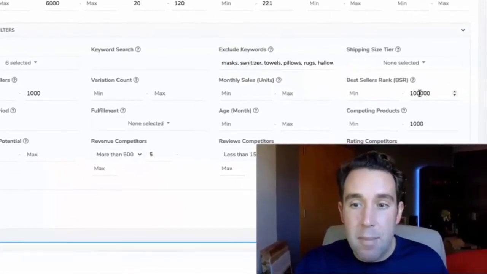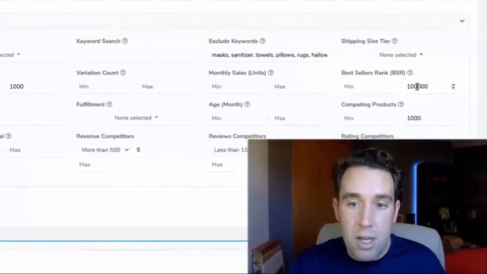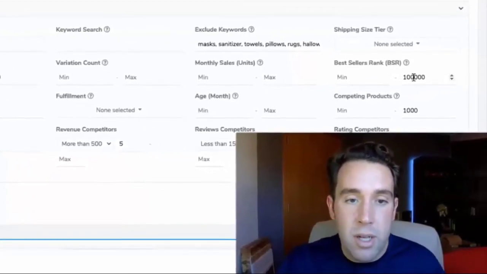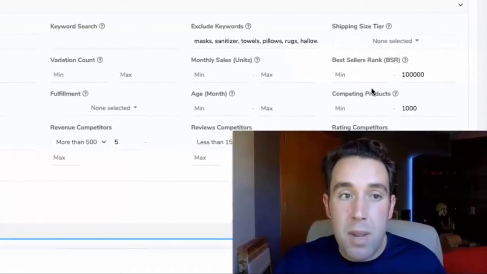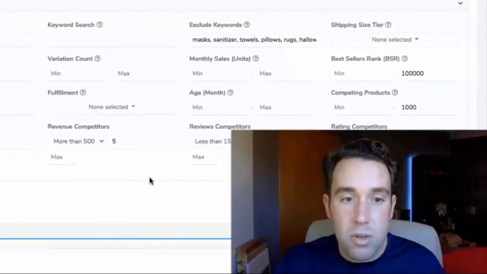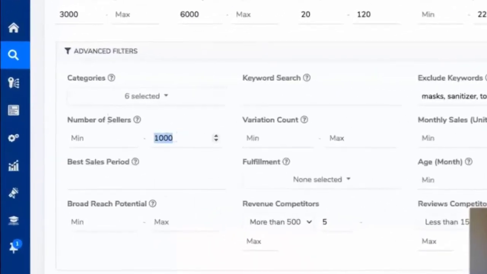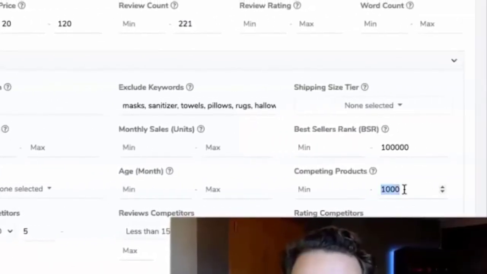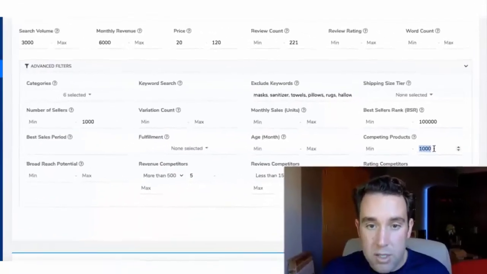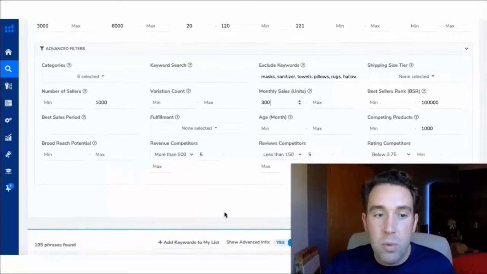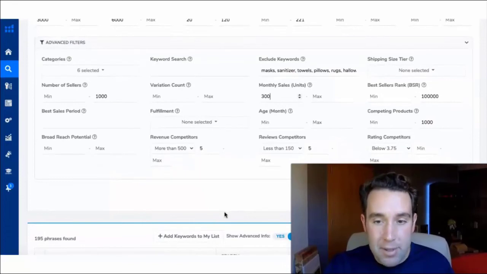Bestsellers rank, I did a max of 100,000. Any product that has a bestsellers rank over 100,000 could signal that there's not enough demand for the product or that the product is seasonal. Number of sellers, I did a max of 1,000 here, and number of competing products, a max of 1,000 other competing products. And then next, guys, I'm going to do a monthly sales units minimum of 300, no max. And then here is where the real magic happens.